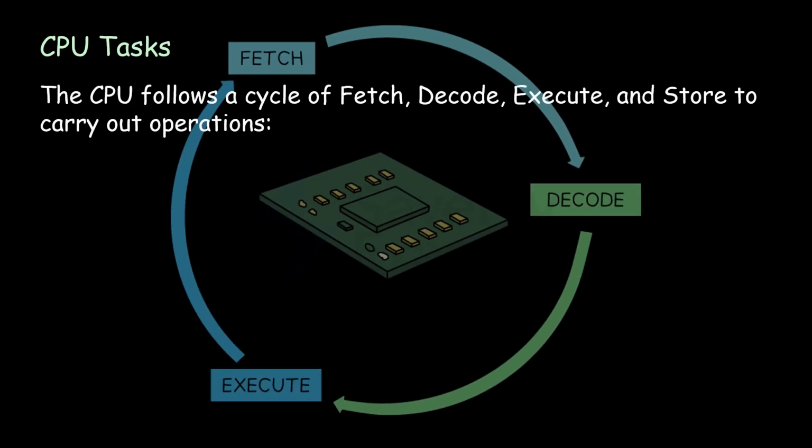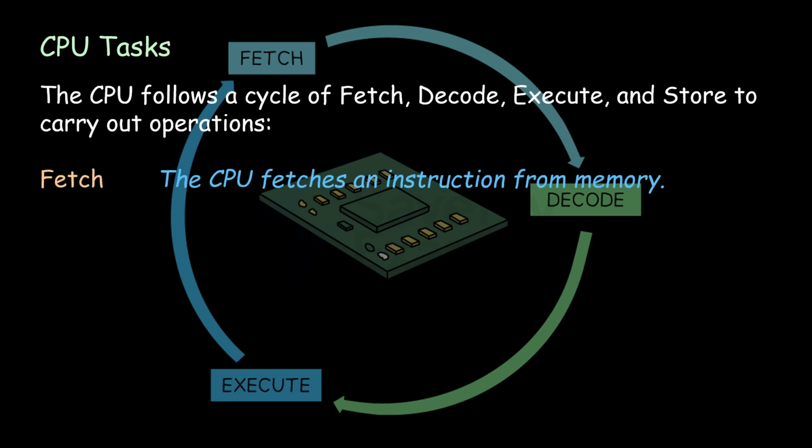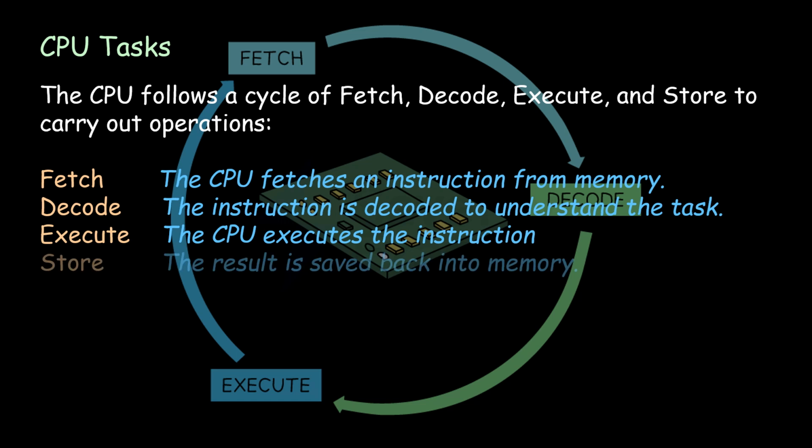CPU's tasks. To perform a task, the CPU follows a four-step cycle. That is, fetch, decode, execute, and store. First, it fetches an instruction from the memory, then decodes it so it can be understood by the CPU, then it executes it, and finally it stores the result back into the memory. This cycle is fundamental to how the CPU works.